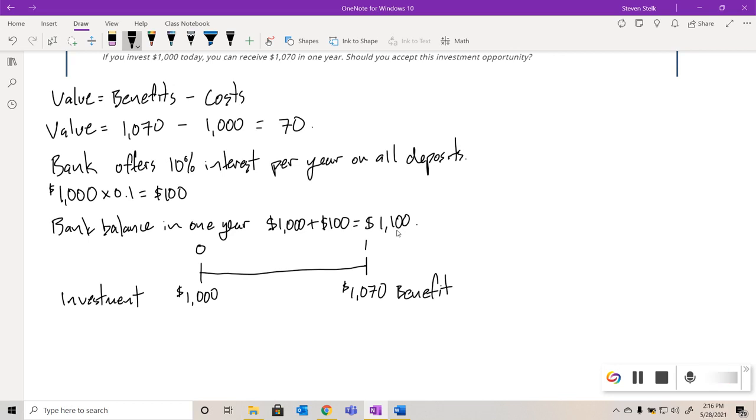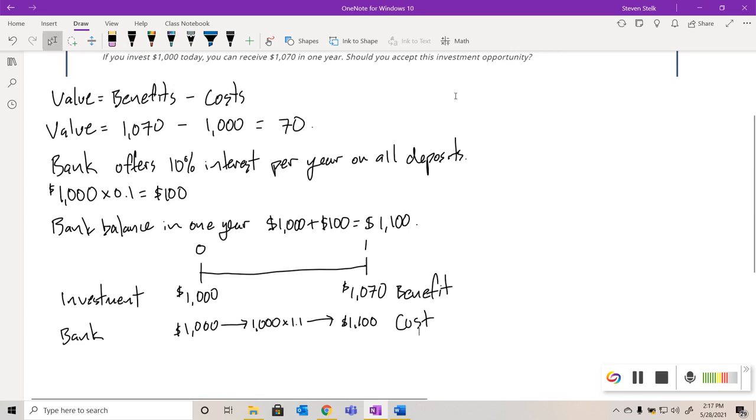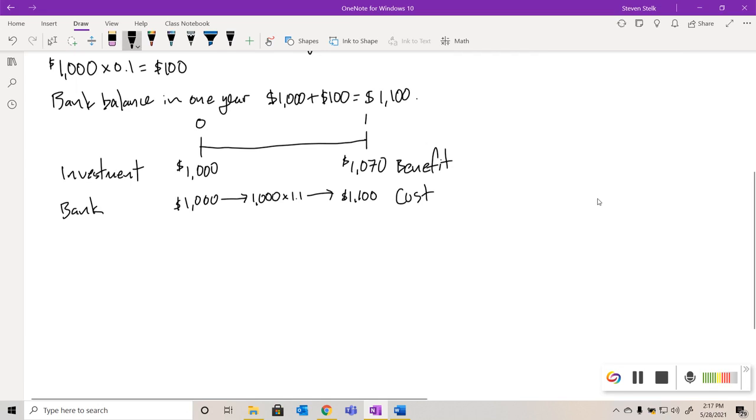This is the benefit of the investment. If we instead of taking the investment were to put our $1,000 in the bank, that $1,000 would sit in the bank. It would earn us interest. An arithmetic shortcut for what we did here, where we calculated the interest of $100 and then added it back to 1,000, is we can just multiply that 1,000 times 1 plus whatever the interest rate is, in this case 10%, so times 1.1, and that is going to give us the 1,100 that we calculated just above here, and that is the cost of this investment opportunity. That is, this $1,100 that we could have in our bank account is what we give up by accepting the investment opportunity. And now that these two cash flows are expressed in the same time period's dollars, we can plug them into the value equation.